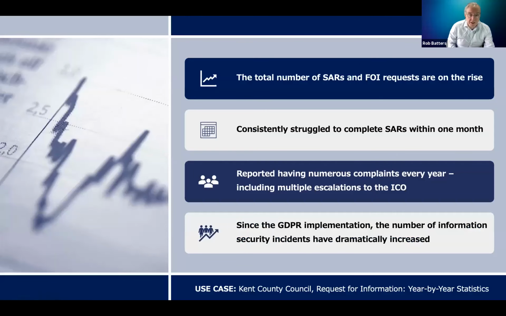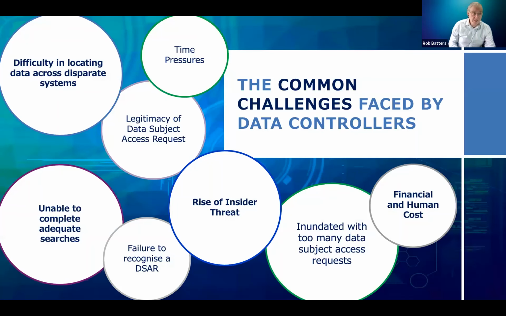Now, one data controller we can use as an example, and this information is in the public domain, and we'll include some of this in the pack as well when it goes out. This is Kent County Council, and they reported that both DSARs and Freedom of Information Act requests were on the increase. They've regularly struggled to deal with them, and they've had multiple escalations to the ICO as a result. And all of this has also been alongside a quite dramatic increase in the number of security incidents that they've experienced. And they're not alone.